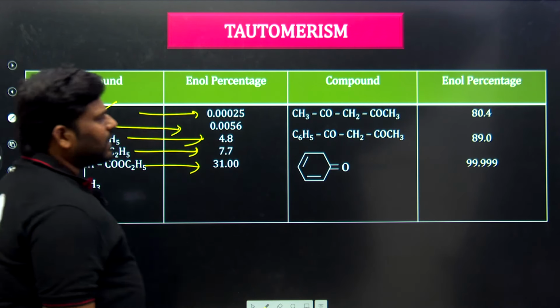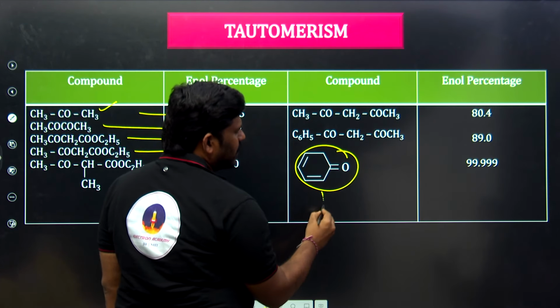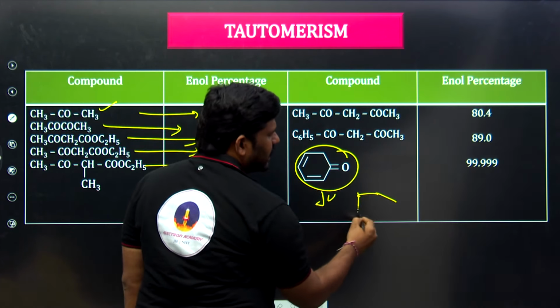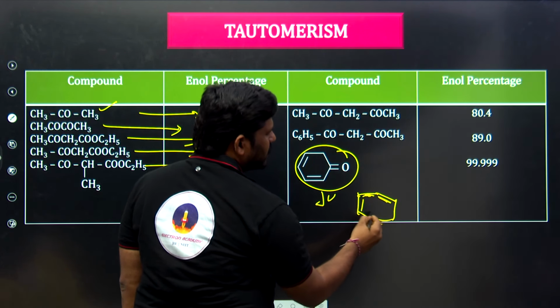Some experimental data. Here, for example, you have to take this. What will be formed? Generally, keto-enol tautomerization. So what will we get here? We will get a benzene ring here.